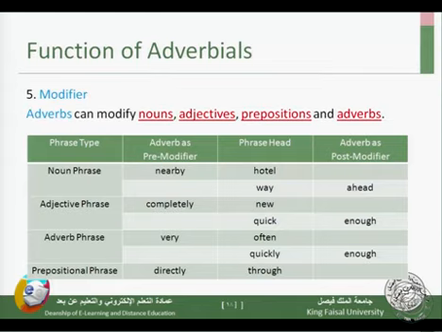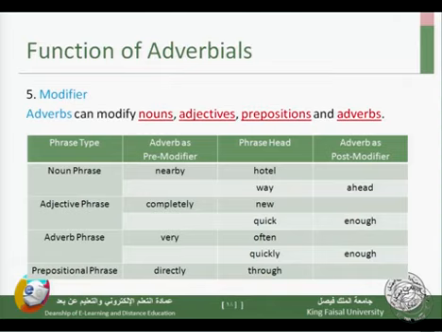So in the noun phrase, nearby hotel, hotel is a noun, it is the head of the noun phrase, and nearby is an adverb, it came here as a pre-modifier. Then we have the noun phrase way ahead. Way is a noun, it is the head of this noun phrase, and we have ahead. Ahead is an adverb, and it came after the head. Okay, so ahead is a post-modifier.